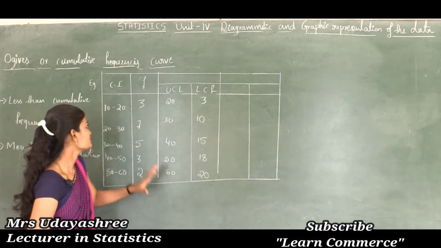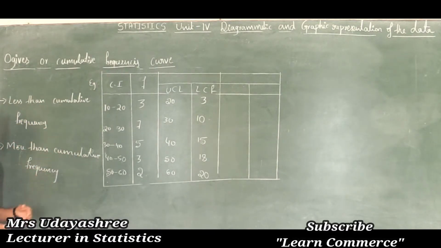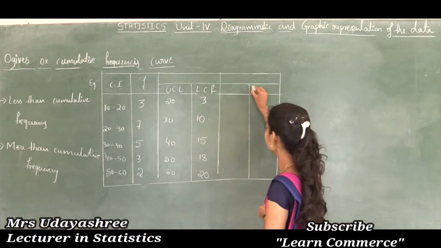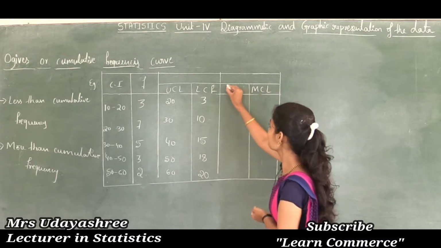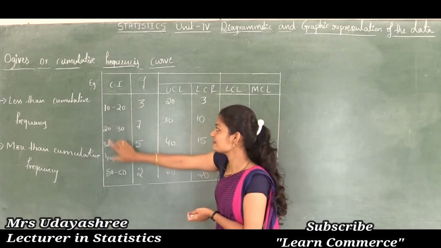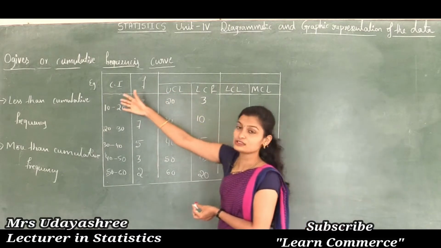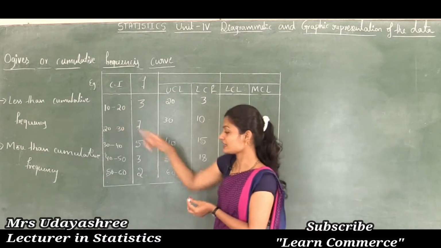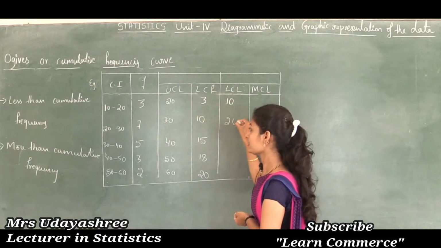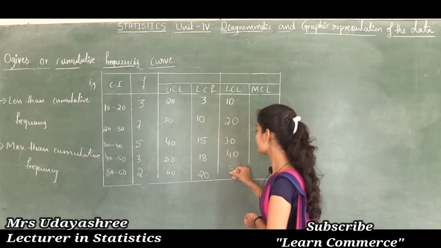Now the other type is the more than cumulative frequency. The more than cumulative frequency is formed against the lower class limit. As I said earlier, these are upper class limits and these are lower class limits. So now I will write these lower class limits in this column. The first lower class limit is 10, next is 20, next is 30, next 40, and the last one is 50.